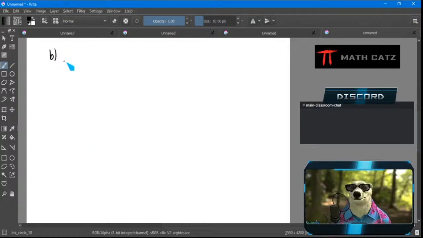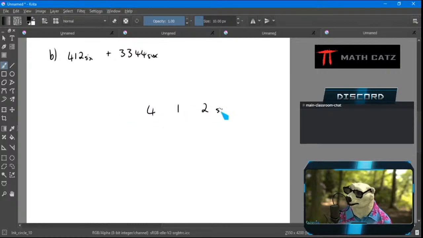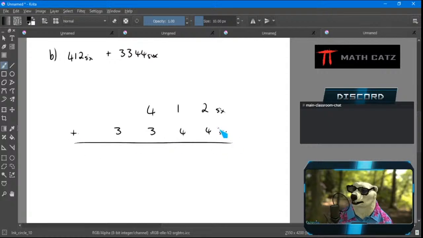Next one is 412 base 6 plus 3344 base 6. Same method, line it up, give yourself some space, make it easy. 3344 base 6, and I'm ready to go.